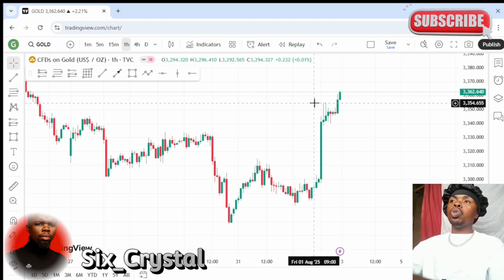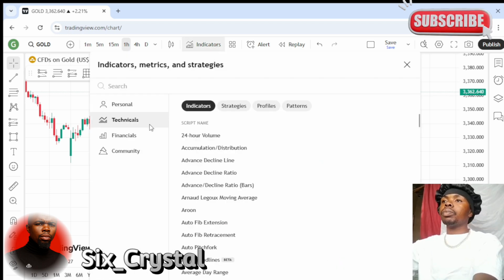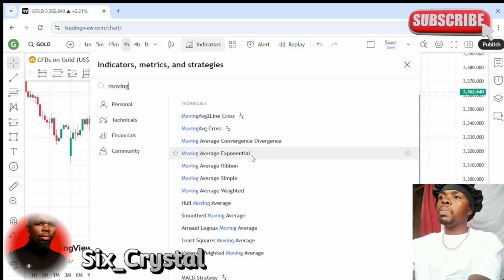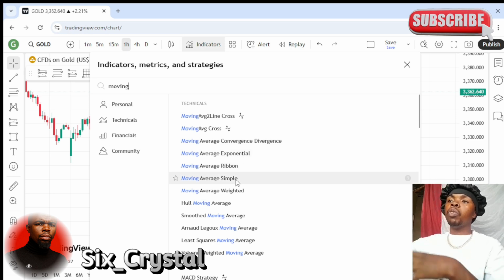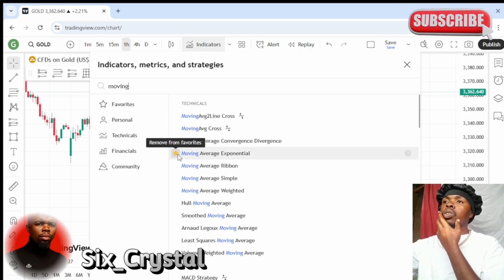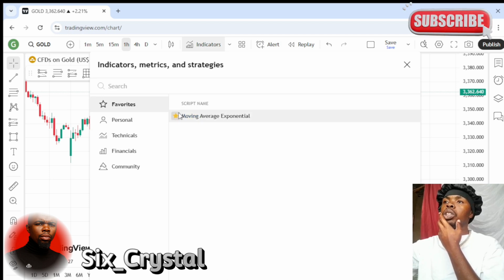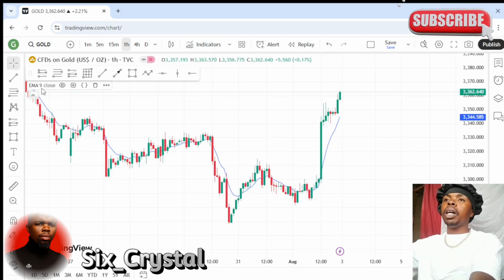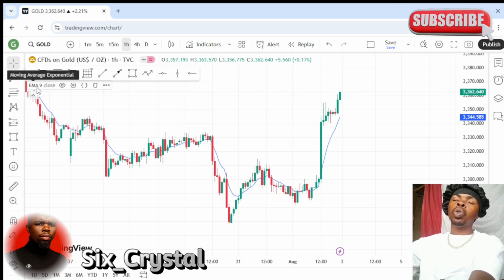All I need from you guys is to go to indicators. When you're in indicators, you're gonna search moving average, guys. You're gonna search moving average exponential. So there are different moving averages, and we're gonna choose moving average exponential. As you can see, I've chosen moving average exponential here. Then I'm gonna click it, and after clicking it, it's gonna pop up here, guys. It's gonna pop up as EMA. It shows that this is a moving average exponential.